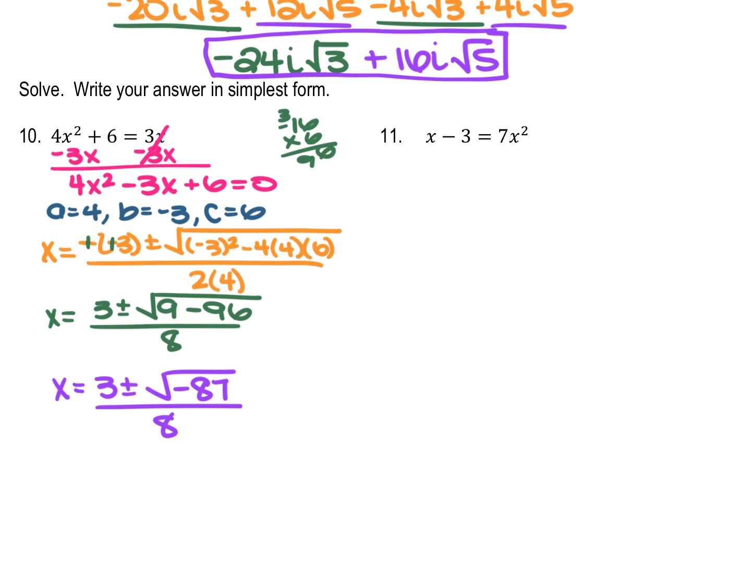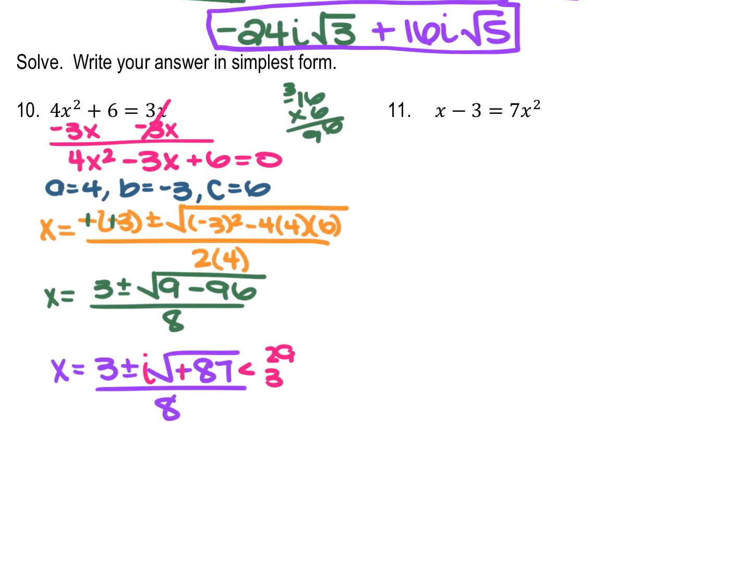Your -87 underneath that radical becomes i square root 87. That 87 does simplify. 3 goes into it evenly. It goes in 29 times. 3 and 29 are both prime numbers, so you cannot break that 87 down any further. So your answer for this one is going to be x is equal to 3 plus or minus i square root 87 all over 8.